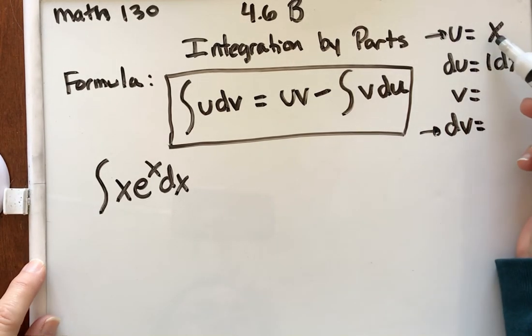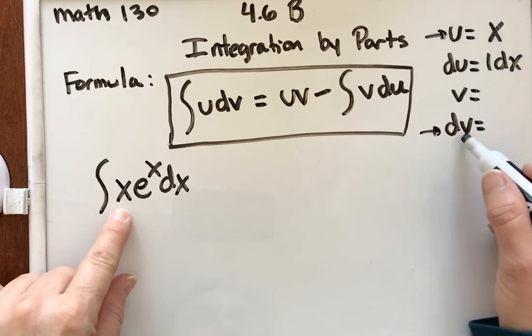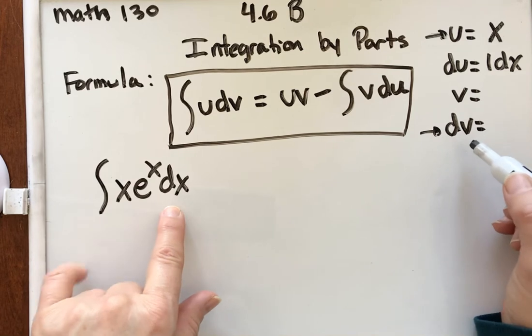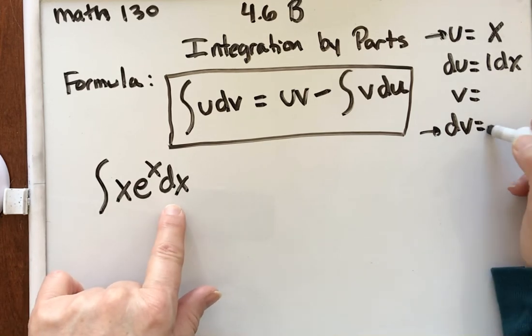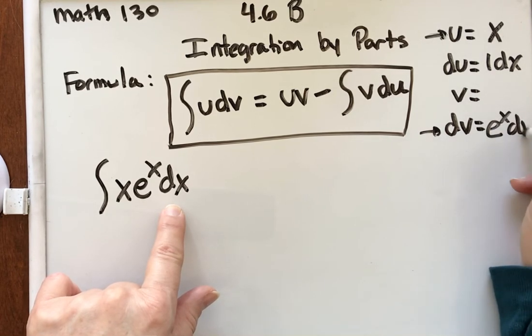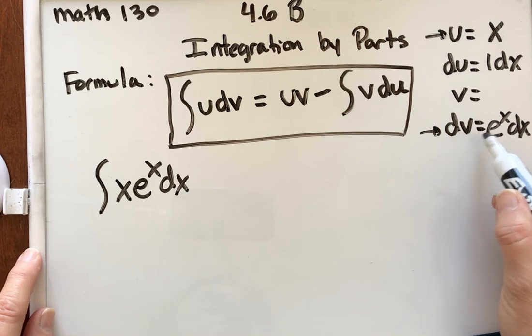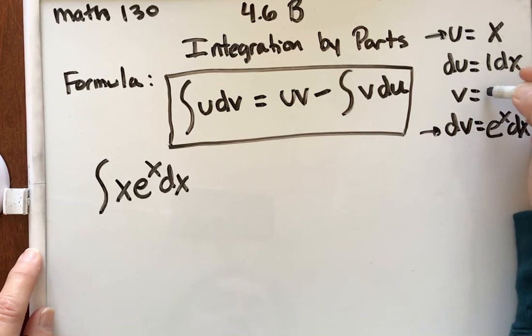So if we declare u to be x, then that means dv, because here's our u, there's our dv, we're going to declare that to be e to the x dx. E to the x dx will be our dv. All right? So now from our dv, we have to integrate to get to v. Well, integrating e to the x is very easy. It's just e to the x.